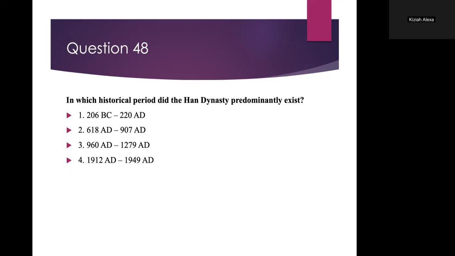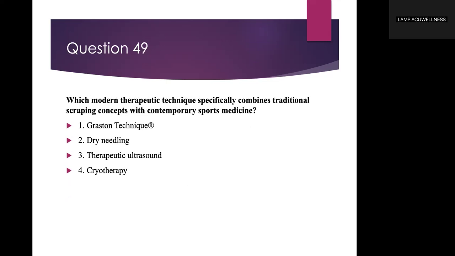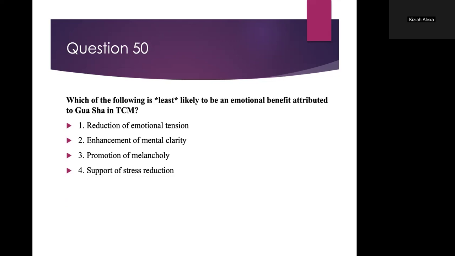206 BC to 220 AD. Wow, okay, 206 BC. Which modern therapeutic technique specifically combines traditional scraping concepts with contemporary sports medicine? Graston technique. Which of the following is least likely to be an emotional benefit attributed to Gua Sha in TCM? Promotion of melancholy. Okay.